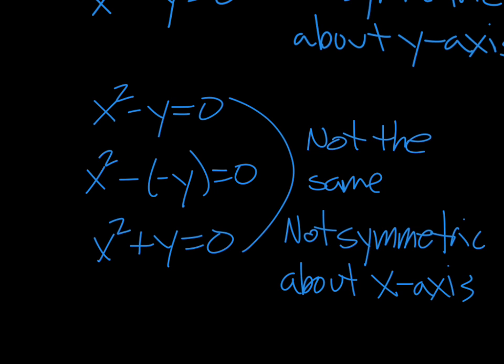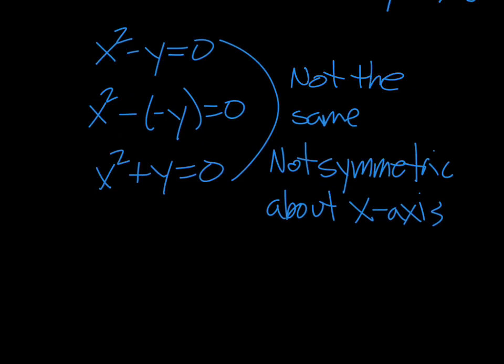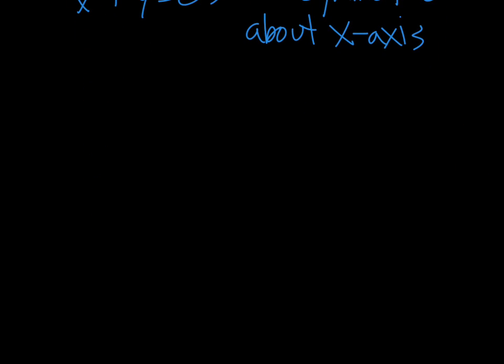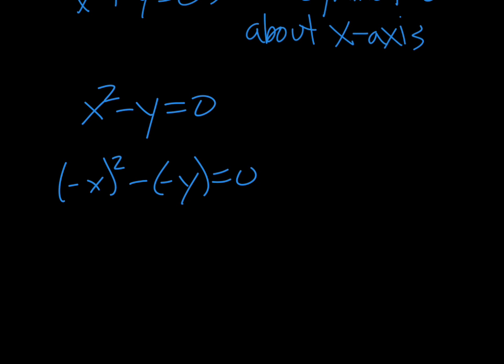So yeah, we'll do it one more time. So again, it was x squared minus y equals 0. So then we plug in negative x here, square it, negative y here. That becomes x squared, but then this becomes positive y. So not the same.